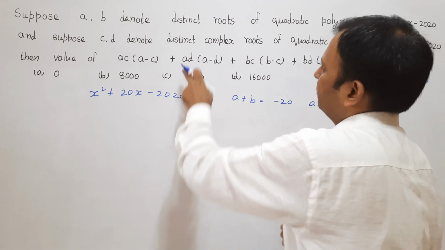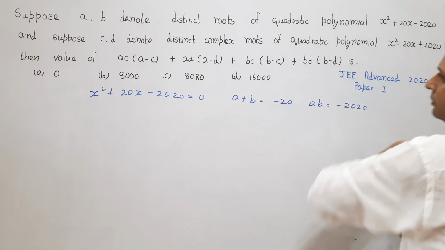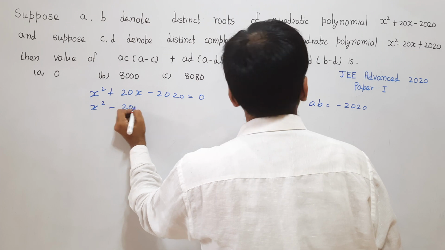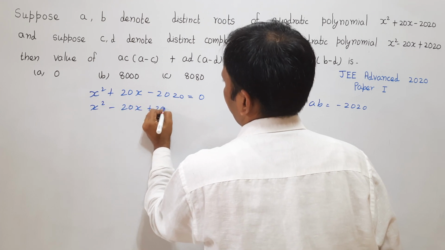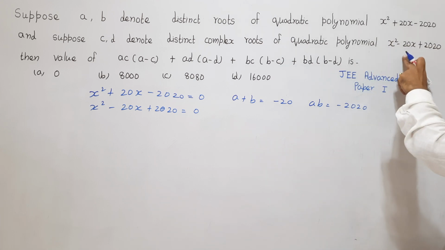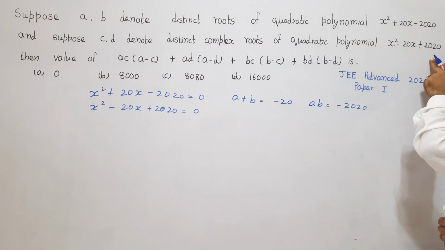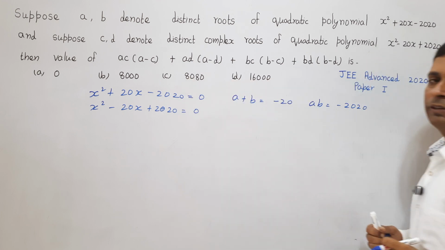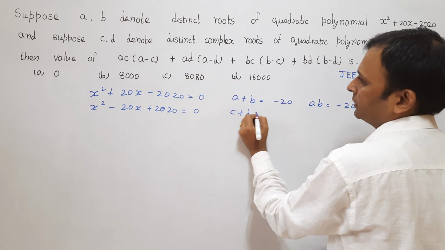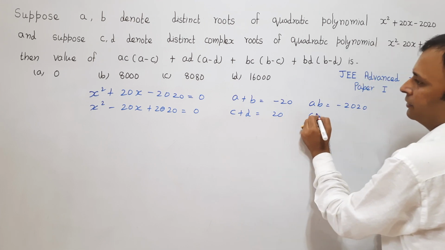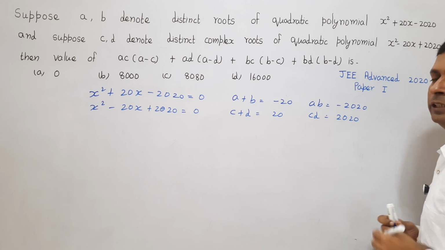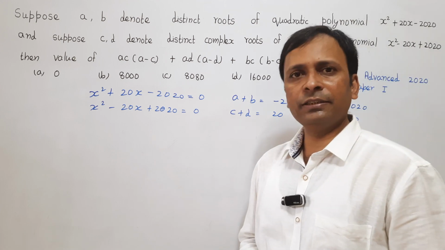Coming on to the second quadratic equation, which is this one. So I am making a quadratic equation like this: x square minus 20x plus 2020 is equal to 0. Because C and D are the roots of this quadratic polynomial, C and D will satisfy this particular quadratic equation. So I can say C plus D is equal to plus 20 and C into D will be equal to 2020.